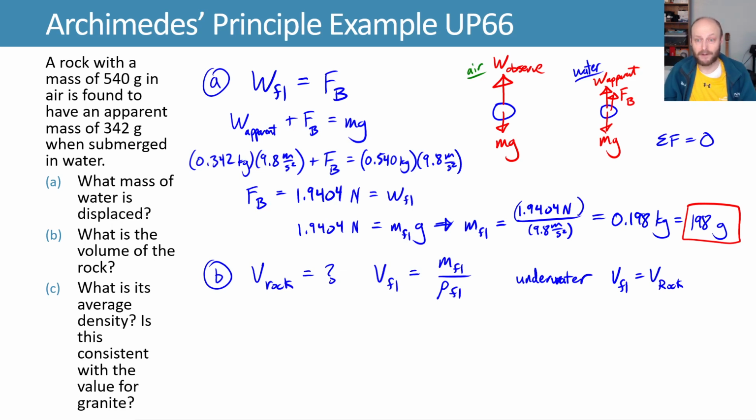So this volume of the fluid displaced is equal to the volume of the rock, and we can plug in the mass of the fluid, divide by the density of the fluid, and get that volume of the fluid displaced, which should equal the volume of the rock.